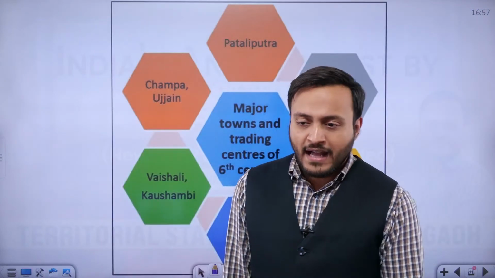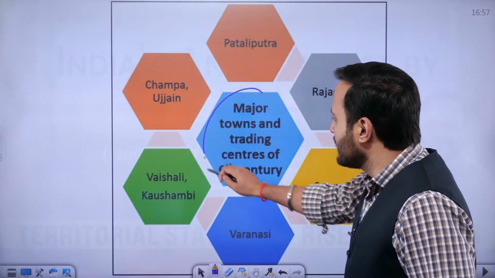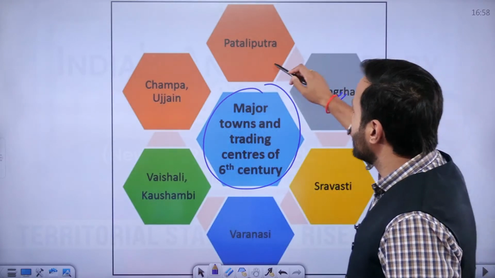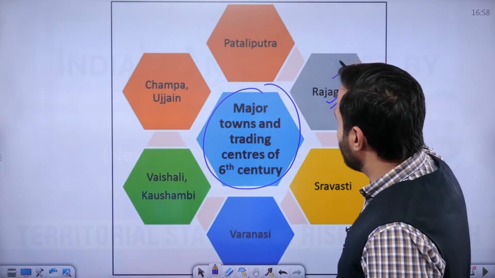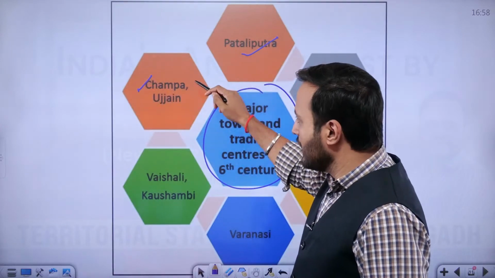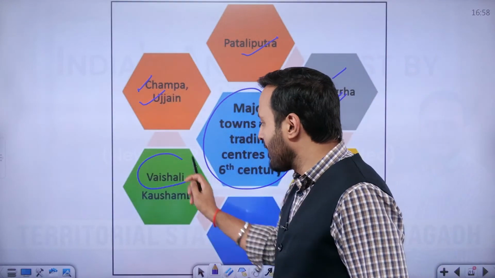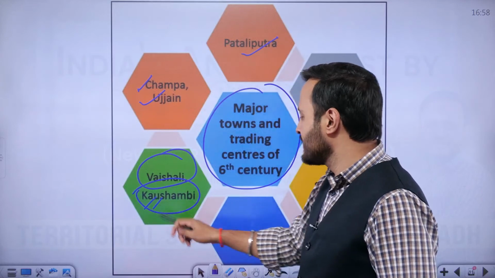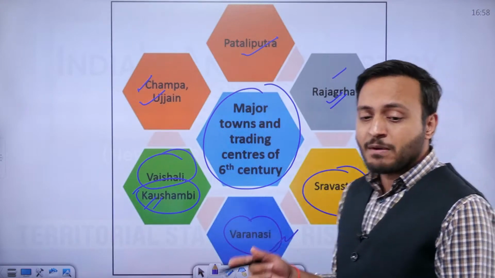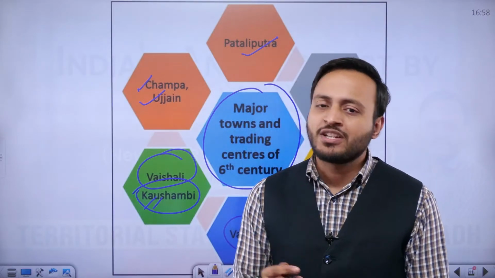Alright everyone. Now, we have already discussed the major towns and trading centers in the 6th century BC. They included Rajgriha, the old capital of Magadh; Patliputra, the new capital of Magadh; Champa, the capital of Ang Mahajanpad; Ujjain, the capital of Avanti Mahajanpad; Vaishali, the capital of Vrijji; Kaushambi, the capital of Vats; Varanasi, the capital of Kashi; and Shravasti, the capital of Koshal. These were some of the most important trade centers as well as the markets of the Mahajanpad era.